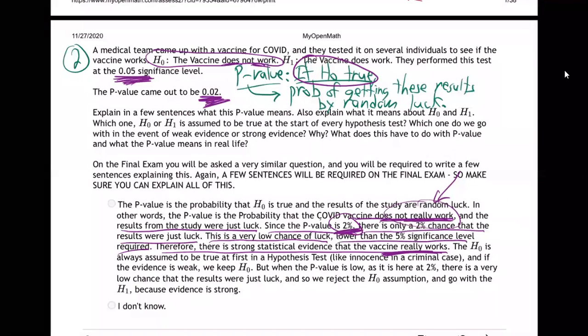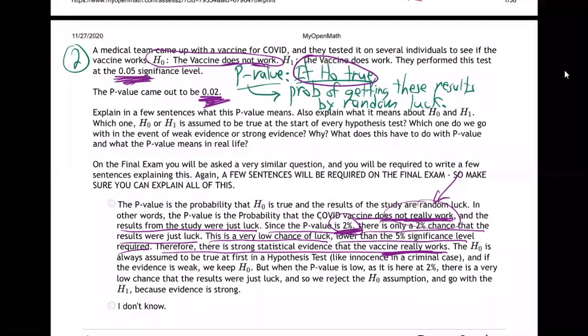I have one, Mr. Heron. Just in this question specifically, the options for H0 and H1: H0 is not always "does not work," and H1 is not always "does work," correct? Correct, only in this one. Yeah, you're right. They could switch that up.